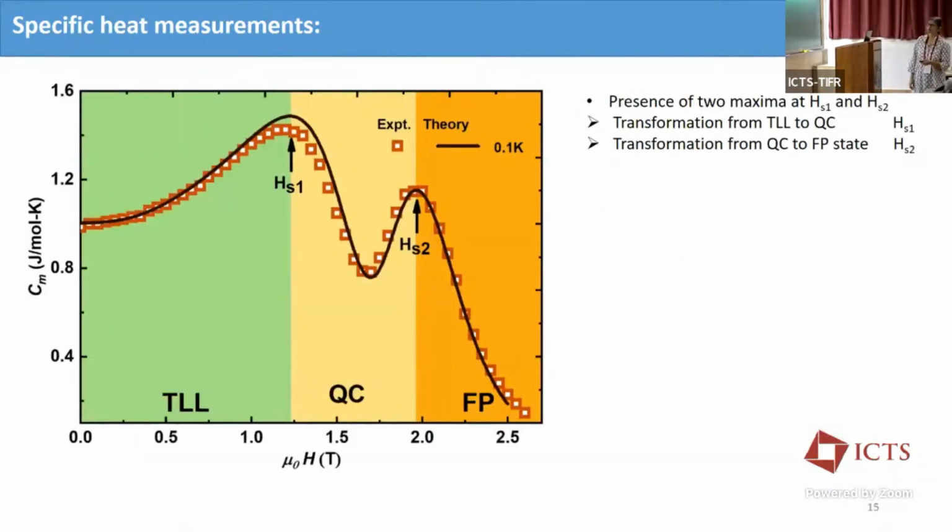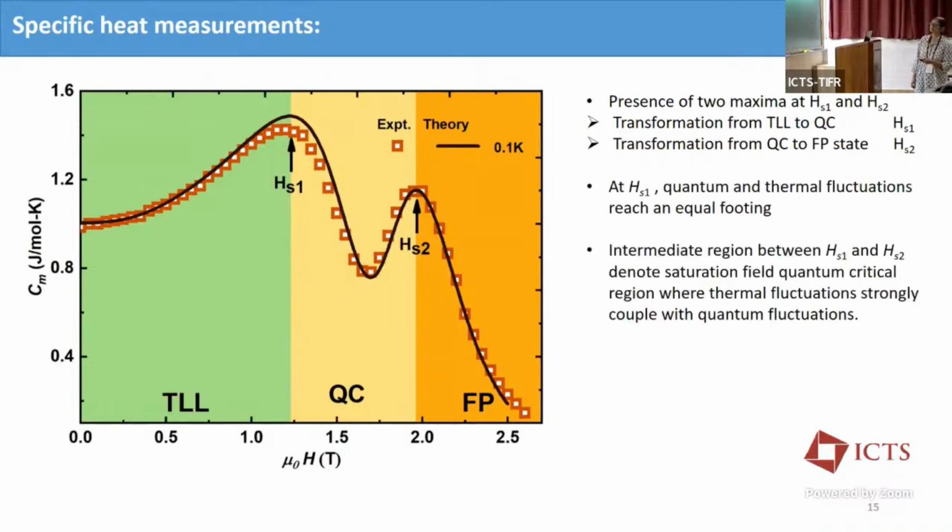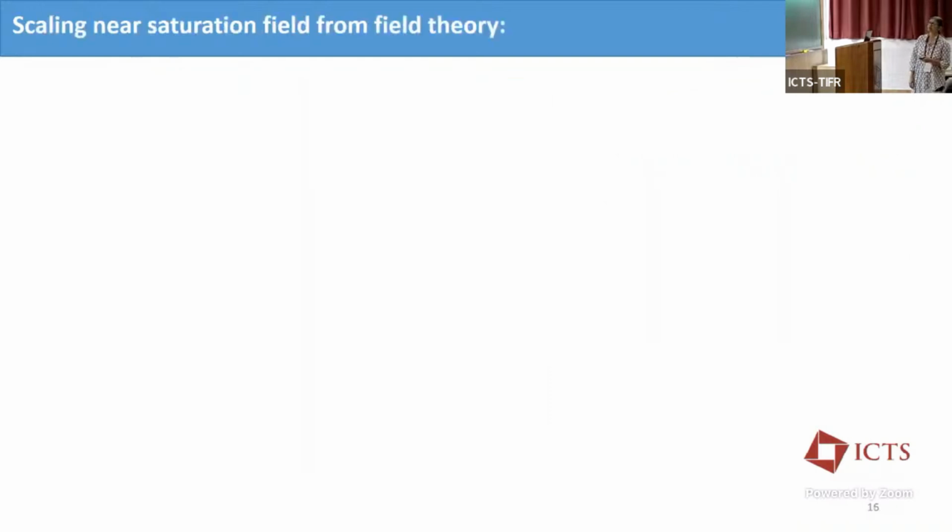So this is a plot of specific heat as a function of field, and you can see that there are these two peaks at HS1 and HS2. The HS1 peak is denoting the transformation of a Luttinger liquid to quantum critical state, while the HS2 denotes the transformation from the quantum critical to the fully polarized state. And so in this quantum critical state, one expects the quantum mechanical fluctuations and thermal fluctuations to be on equal footing.